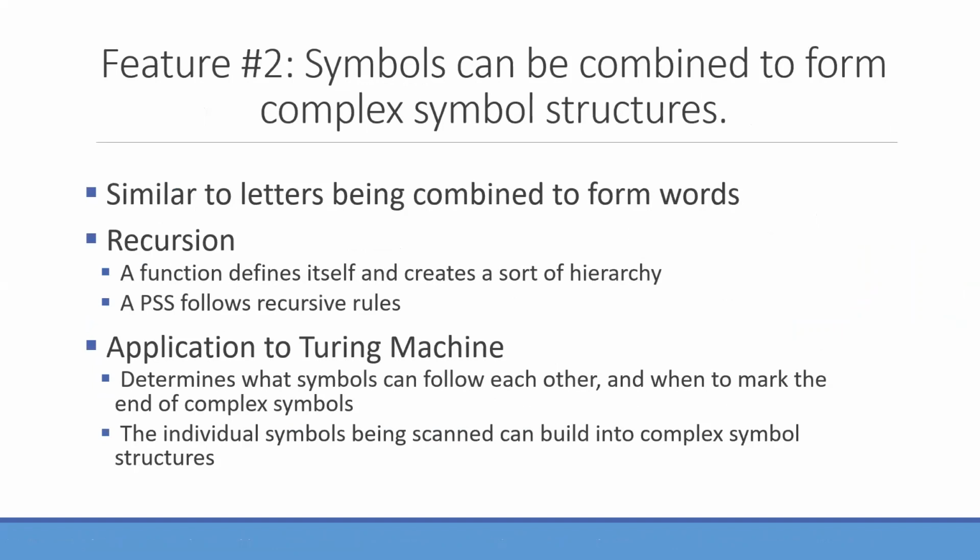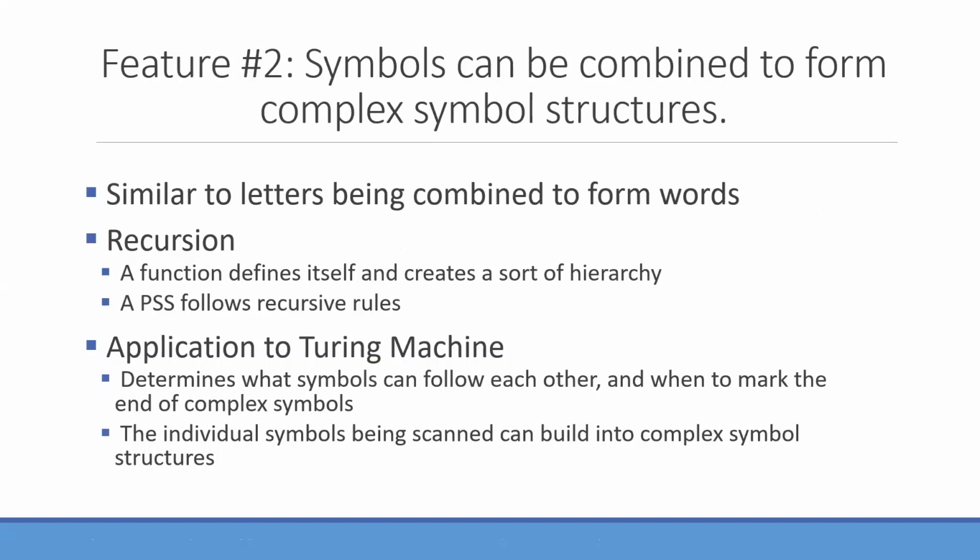The second feature states that symbols can be combined to form complex symbol structures. This can be compared to how letters are combined to form words, and then words can be combined to form sentences. So if you start with one symbol, in this case a letter, and combine it with other symbols or other letters, it makes it more complex as it goes on.